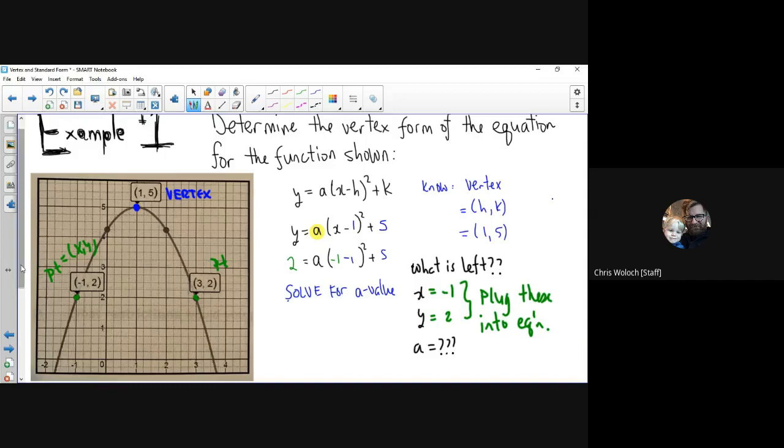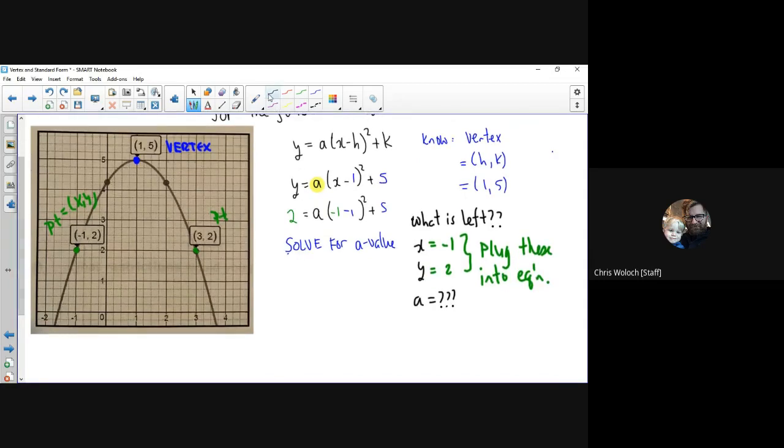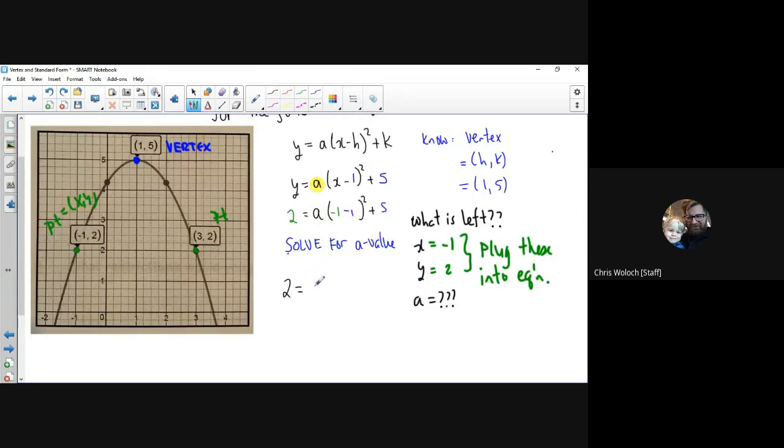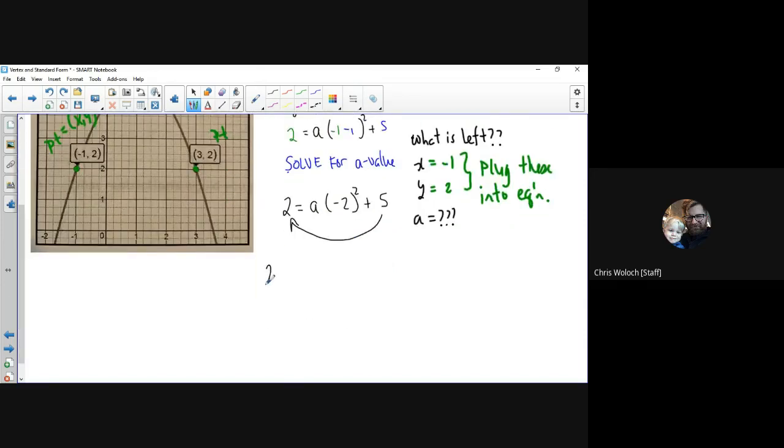All right. So now we just do some elementary algebra, nothing too crazy. So 2 equals a, well, -1 take away 1 is -2, squared, plus 5. Now this plus 5, I'm going to bring across. So I'm going to have 2 take away 5 equals, well, what's -2 squared? -2 squared is 4. This is going to be 4a. 2 take away 5 is -3 equals 4a. And then the last thing is divide both sides by 4.